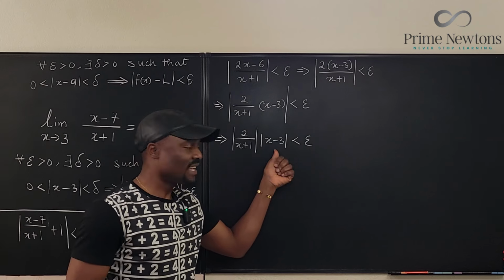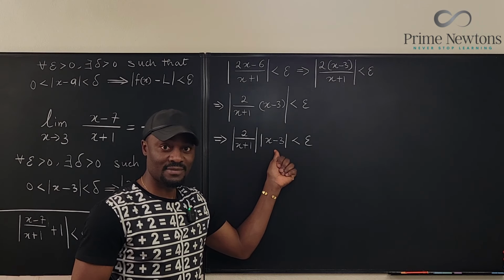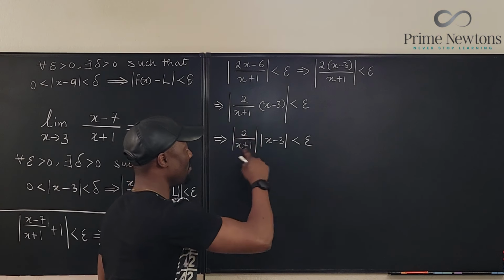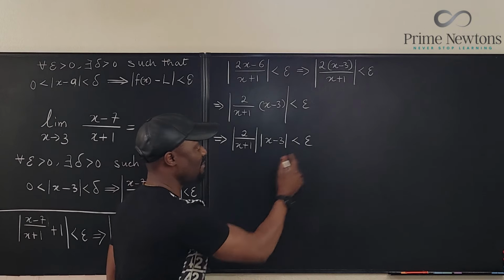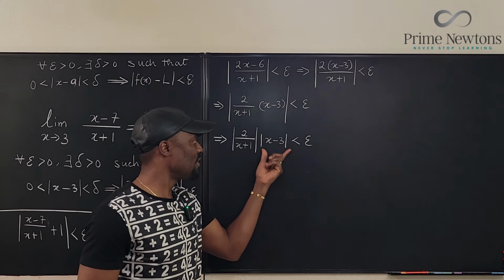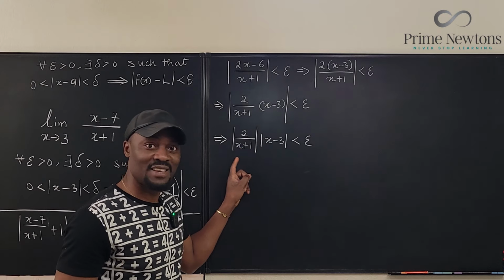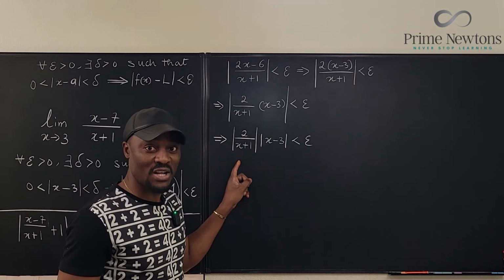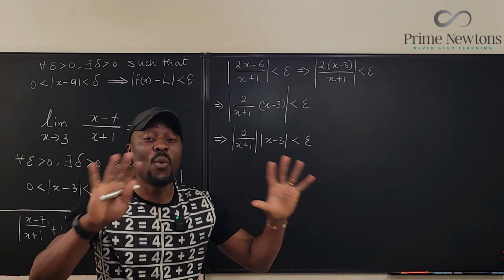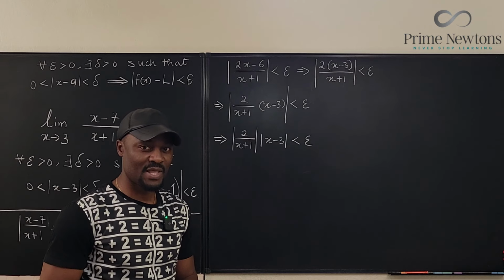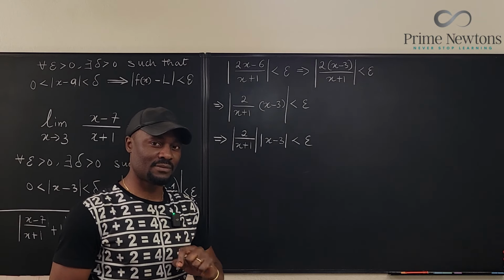Now, this is the guy we've been looking for. If this was a number, we would just divide both sides by this number, and then we say this is less than delta, and we call this delta. But what we have here is not a number, it's not a constant, it depends on x, but we don't want it to depend on x. So what can we do?